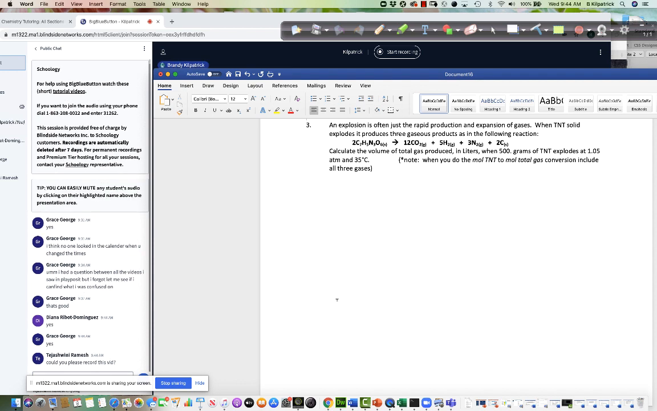Okay, so I have an explosion. So I'm using TNT here, trinitrotoluene, and it makes carbon dioxide, hydrogen, nitrogen, and then carbon. So essentially anytime you have an explosion, you have a lot of heat being produced at the same time you have a lot of gas being produced. So that causes pressure and then that causes the explosion. So we're going to calculate the volume of total gas produced in liters when you have 500 grams of TNT and it explodes at this pressure and 35 degrees Celsius.